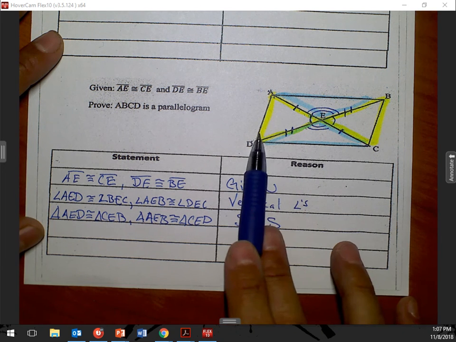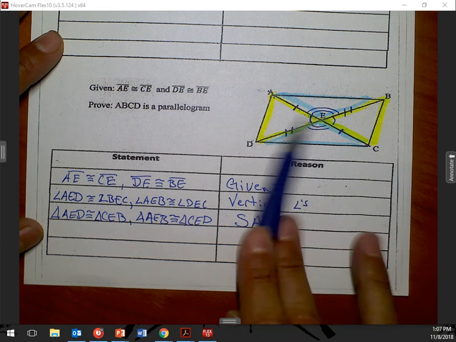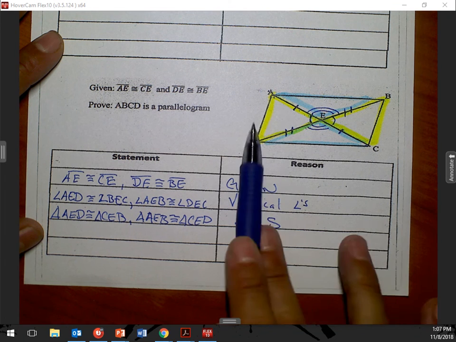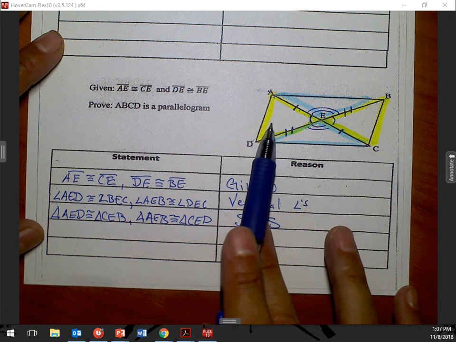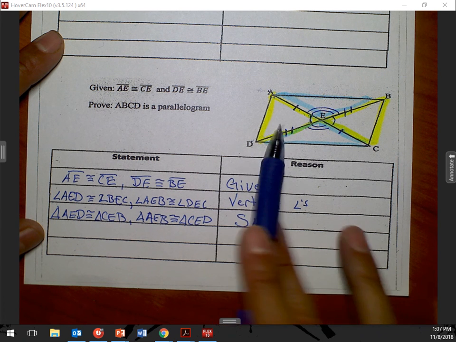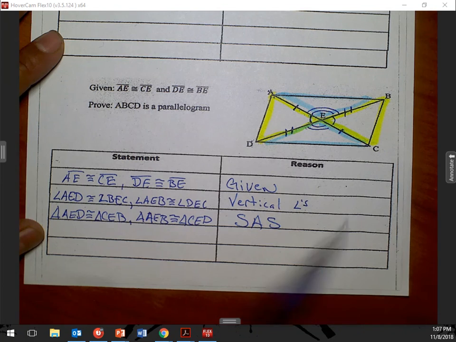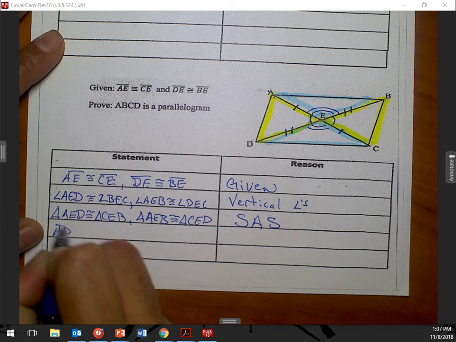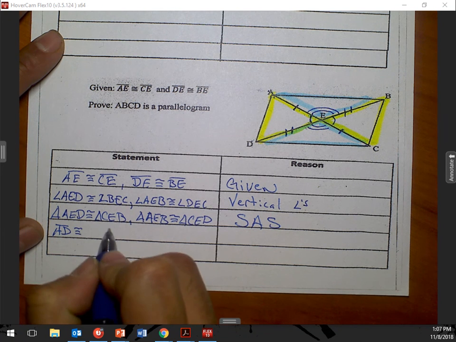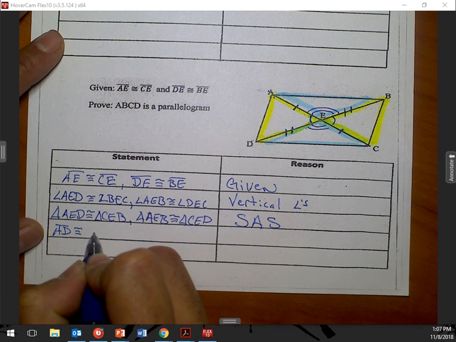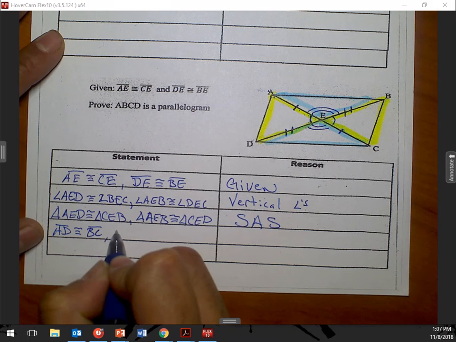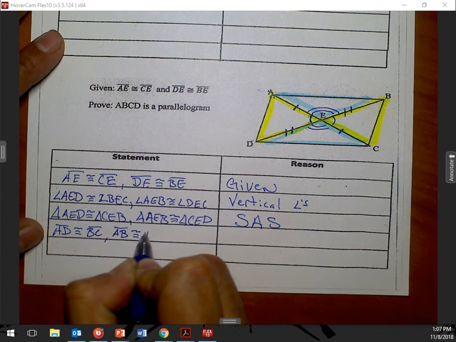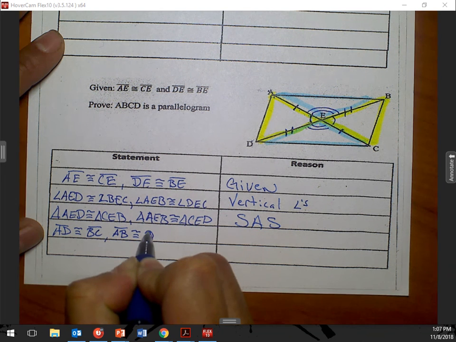All right. So now we know that those triangles are congruent, right? So listen please, trying to finish up. Because the triangles are already congruent, I can say that AD is congruent to BC. What else? AB could go to DC. AB is congruent to DC.